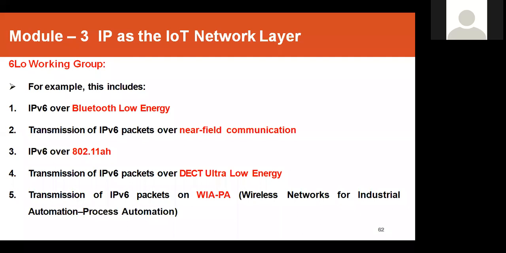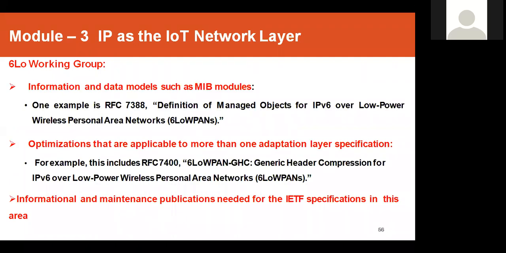So, and the other category called WIA-PA, that is wireless networks for industrial automation, process automation. For that, automation itself also they use this technique, or they are meant for transmitting IPv6 packets. All these 5 examples tell you that we are transmitting IPv6 packets. Okay. And information and data models, like it uses MIB models.